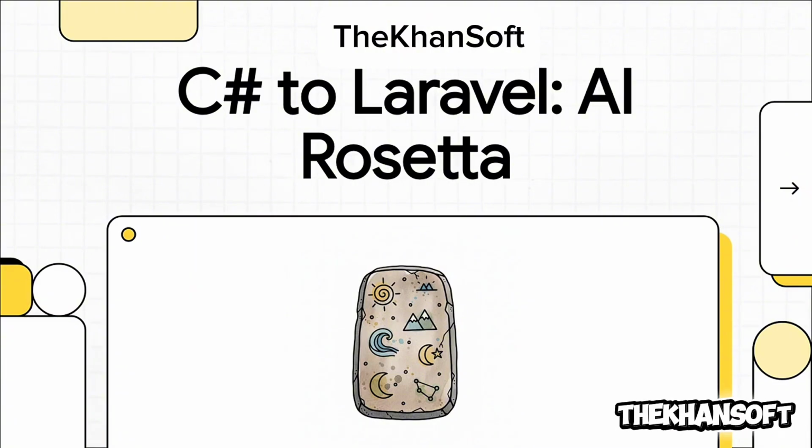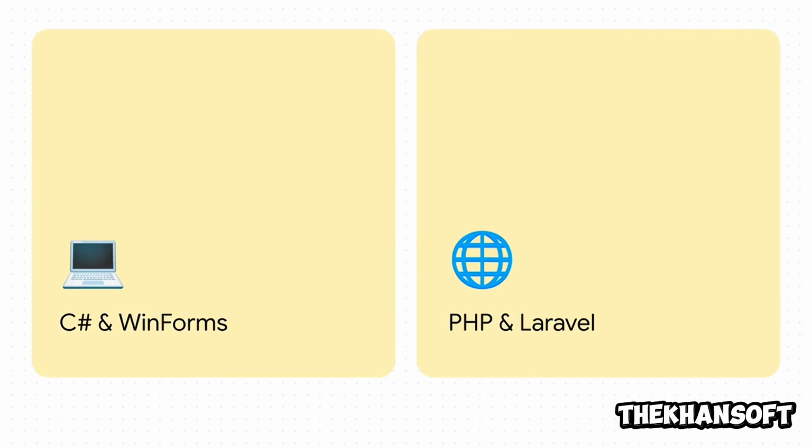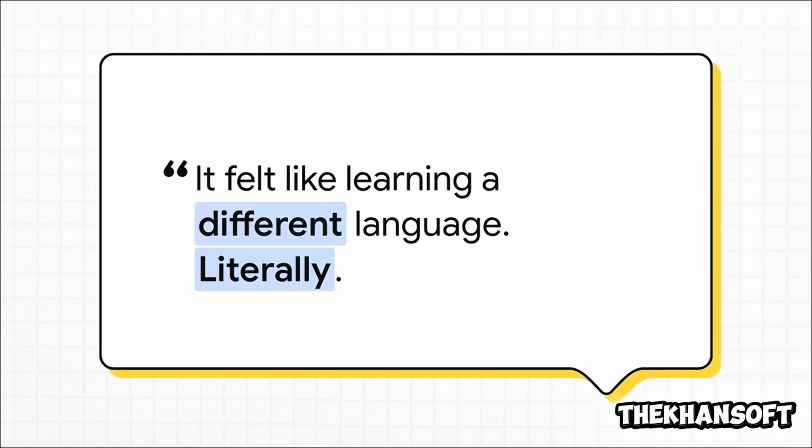Let's figure that out. I mean, you look at something like PHP and Laravel when you come from a C-sharp background, and it's a lot. The syntax is different, the way projects are structured is different, the whole ecosystem feels alien. It's easy to think you have to just throw out everything you've learned to even get your foot in the door. And yeah, that's the wall so many of us hit. It's not just about learning new code, it's about learning a whole new way of thinking.